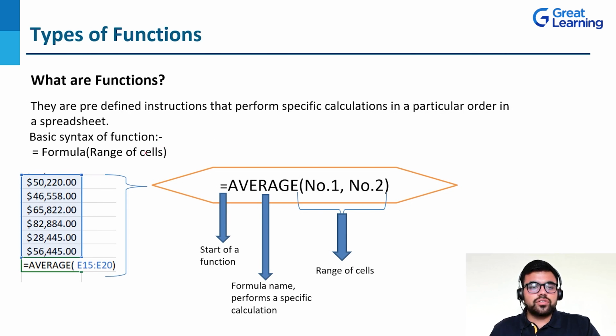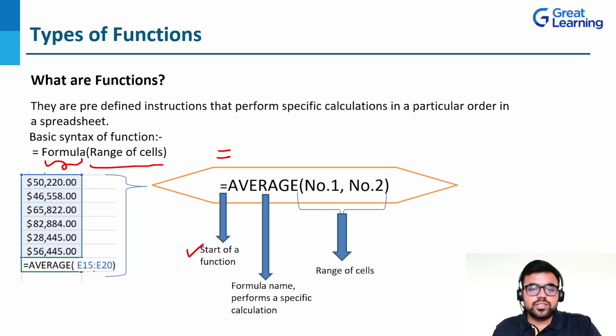The basic syntax of a function comprises three major components. The first is the start of a function. In order for Excel to know that you are inputting a function, it needs to start with an equality operator. Then we need to define what kind of calculation we need to perform. It can be maximum, minimum, average, or anything that we want. We input that after the equality. Then comes the range of cells. So after the parenthesis, we input the range of cells.